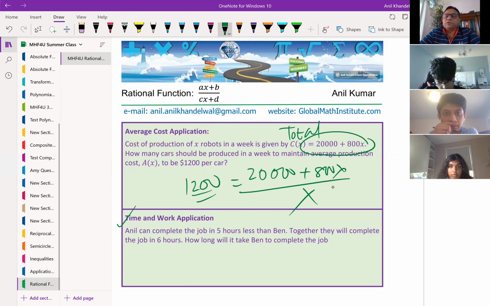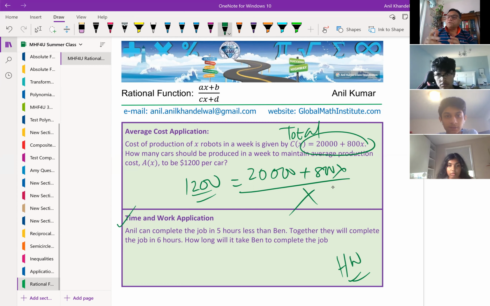Okay, time and work application. Akshay, please read this question. Anu can complete the job in 5 hours less than Ben. Together, they will complete the job in 6 hours. How long will it take Ben to complete the job? Okay, your homework. Now, whenever it is a rate question, time and rate, it is again a rational function.